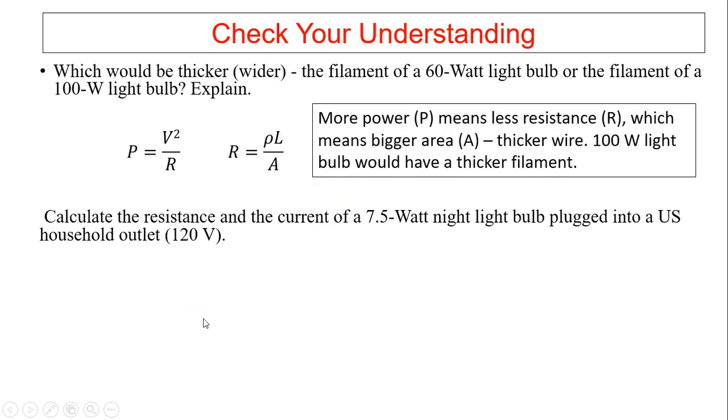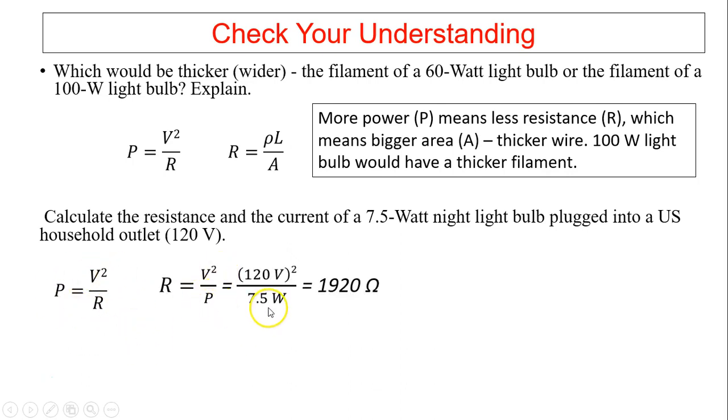Next one: calculate the resistance and the current of a 7.5 watt night light bulb plugged into a US household outlet. We know V, we know P. How do we find R? Here is the equation: R equals V squared over P. That gives you 1920 ohms. So you have to have a lot of resistance for a small wattage light bulb.